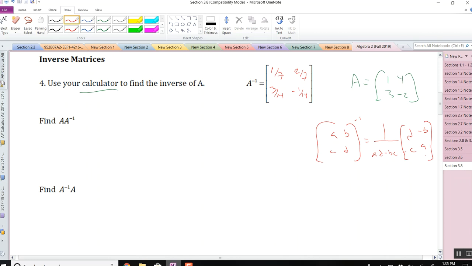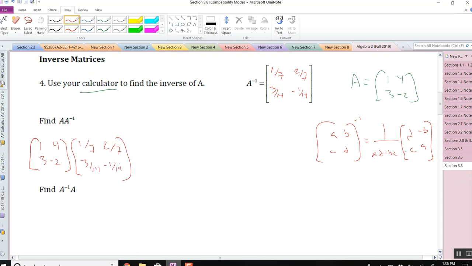I think I've done that correctly. I'm not 100% sure. But don't worry about that because I'm not going to ask you to do it by hand. We'll all use the calculator. But here's what I do care about. You do take matrix A and its inverse, which was this 1/7, 2/7, 3/14, -1/14.